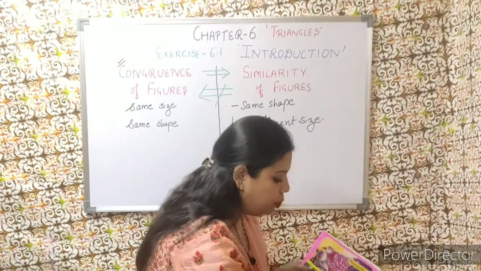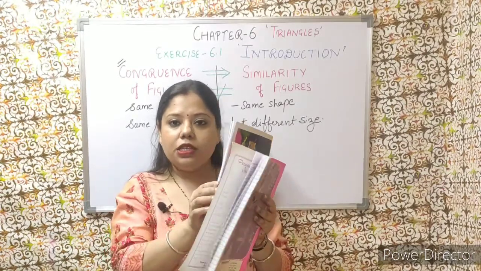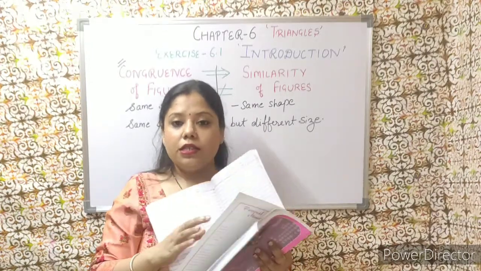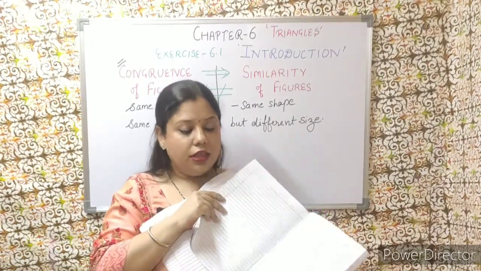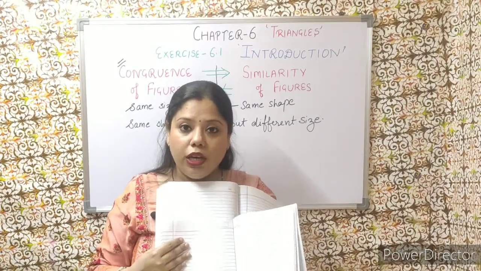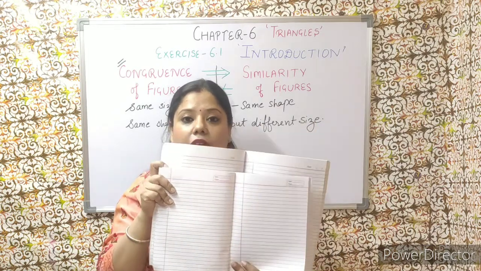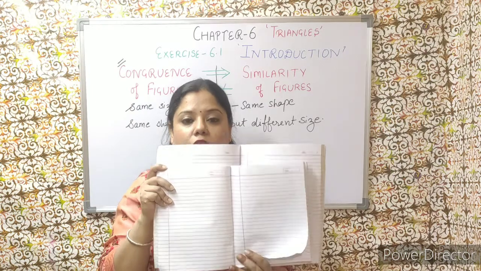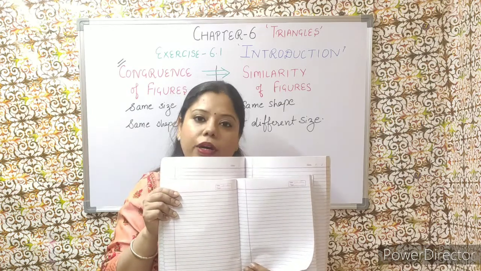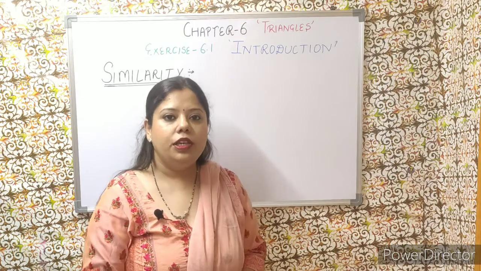With the help of notebooks also you can understand. These are notebooks. Both have pages rectangular in shape. This is also rectangular. They are similar in their shape. They look similar, but are they equal? No, they have different sizes. So therefore, the pages of these two notebooks are similar but not congruent. Let's now understand similarity more deeply.